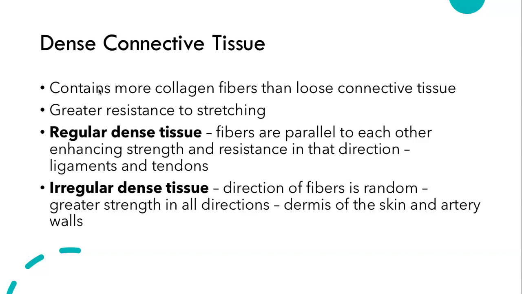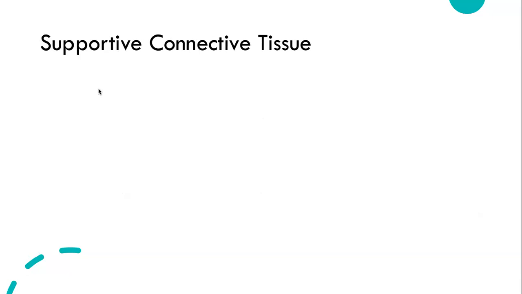Then we have irregular dense tissue where the direction of the fibers is random. It can either be sort of in this mesh-like arrangement, or it can just sort of be laid on top of each other. But what this gives is greater strength in all directions. So one example is the dermis of the skin, and also artery walls. If you think about what an artery has to do, it has to pump a lot of blood, and it needs to be able to contain all of that stretching in every direction.